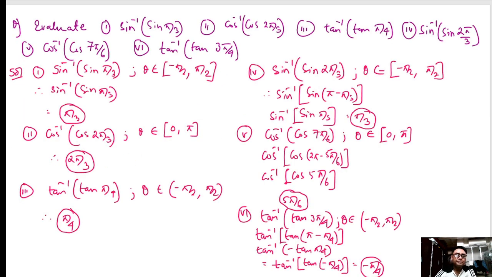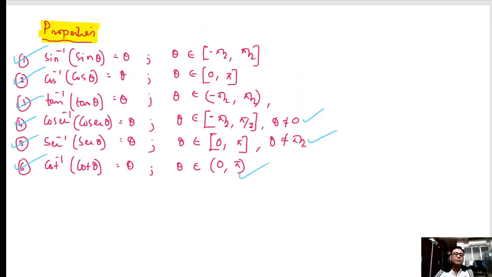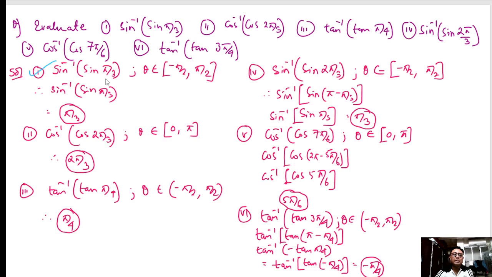Next, evaluate sine inverse sine pi by 3. So let's get started. We know sine inverse sine theta is what? Theta. So if sine inverse sine theta is theta, that means sine inverse sine pi by 3 will be pi by 3, and it is lying between minus pi by 2 to pi by 2.